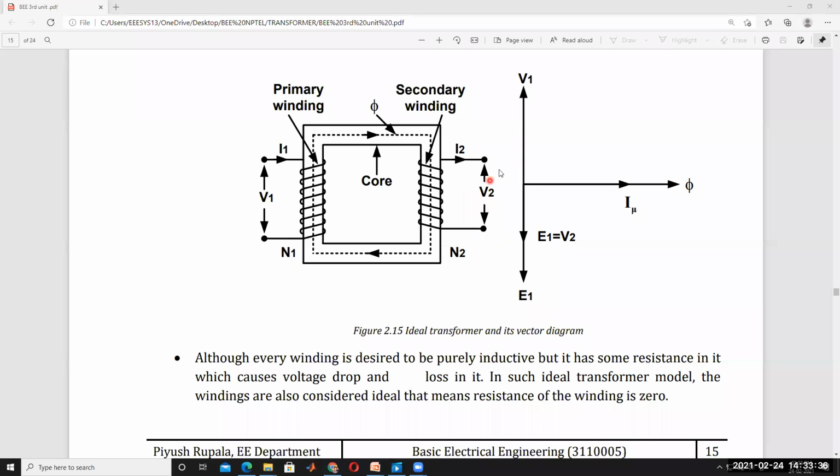So in that case, what is the current under no load condition? I2 is equal to 0. Am I right? Under no load condition, this current I2 is equal to 0. No load condition means open circuit condition. Under open circuit condition, voltage is available, but the current is 0. The current drawn from the source is 0, because there is no load now. That's why I2 is equal to 0.